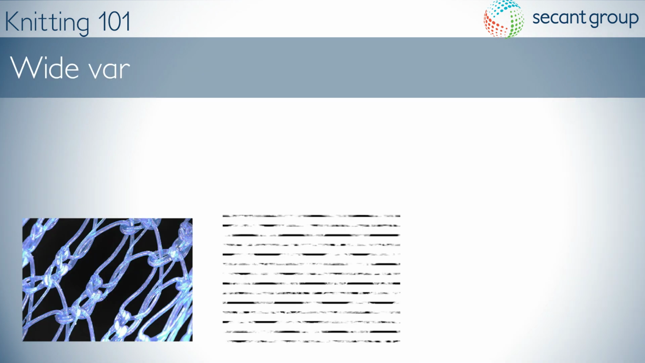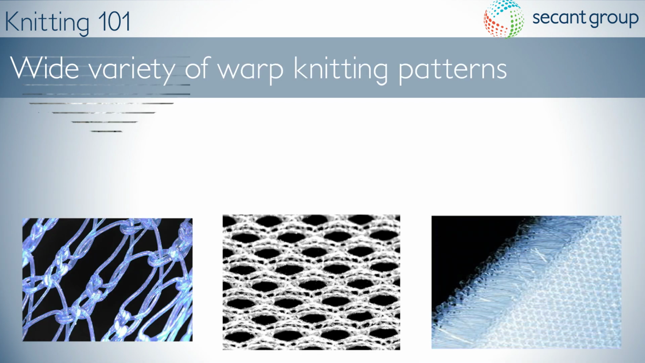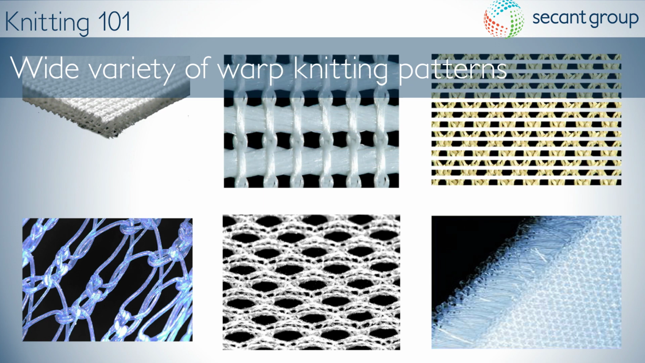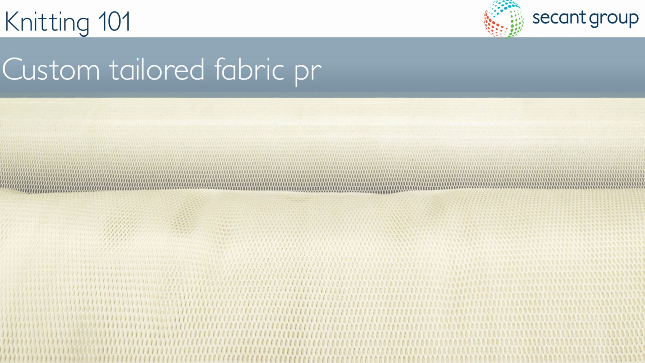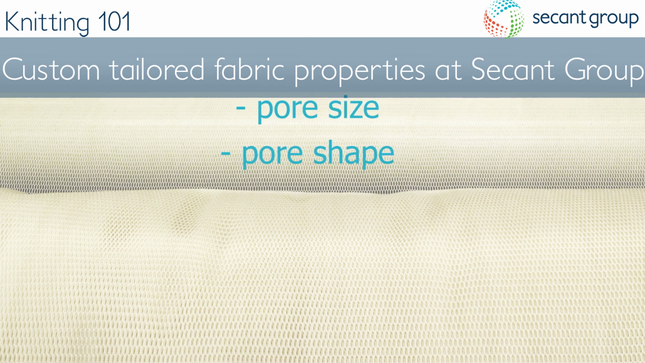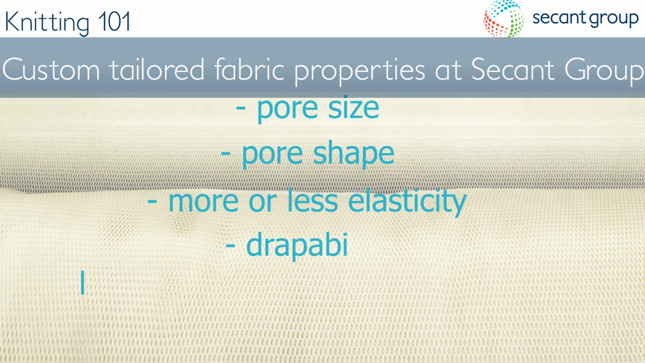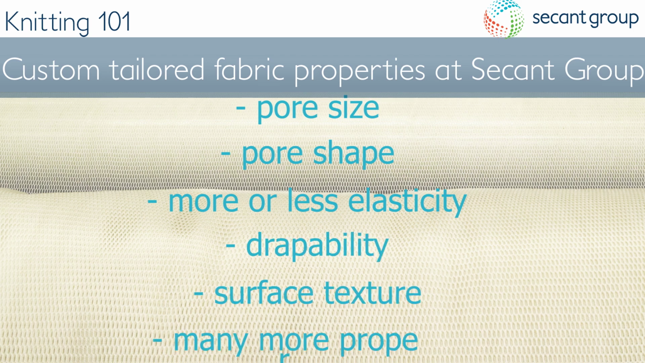At the Secant Group, we use a wide variety of warp knitting patterns to meet the needs of our customers. Our patterns can be tailored to create a fabric with a specific pore size, pore shape, more or less elasticity in certain directions, drapeability, surface texture, and many other properties.